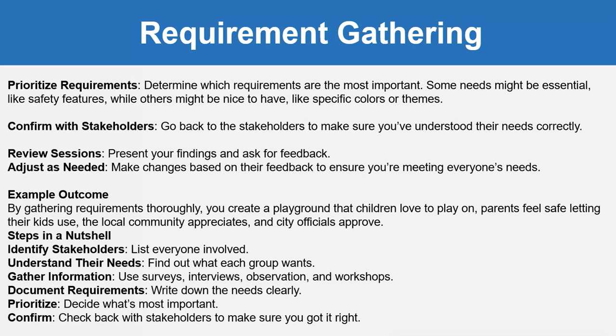Steps in a nutshell. That means identify stakeholders means list everyone involved, understand their needs means find out what each group wants, gather information means use surveys, interviews, observation and workshops, document requirements means write down the needs clearly, prioritize means decide what's most important, confirm means check back with the stakeholders to make sure you got it right here as well.